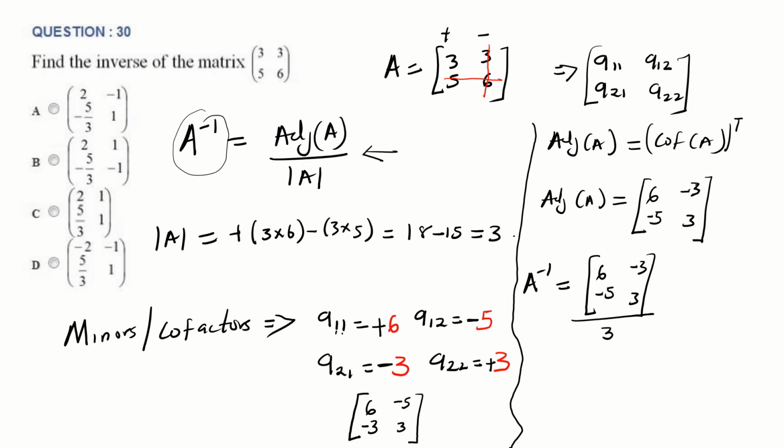So we divide each entry by 3, and here is going to give us 6 divided by 3, that is going to be 2. This is minus 5 over 3. This is 1 minus 1, and this is 1. So this is the inverse of the matrix that we are given. So looking at the options, that is option A. Yes, option A.